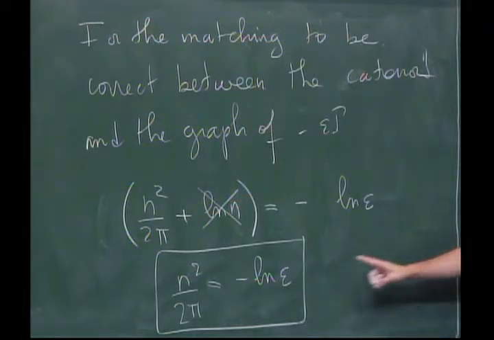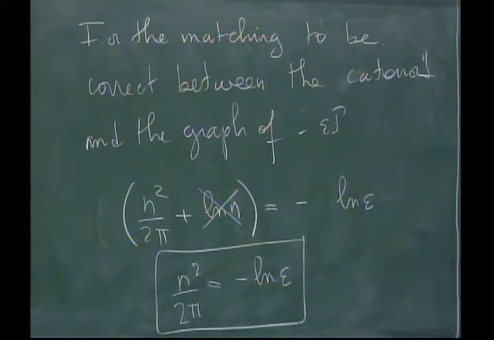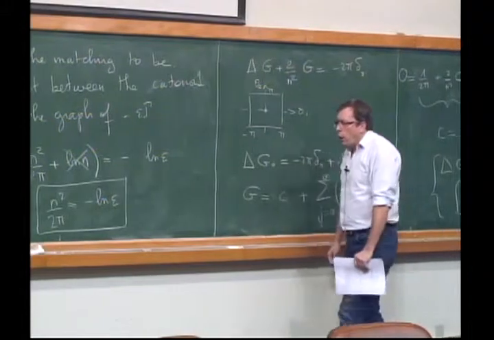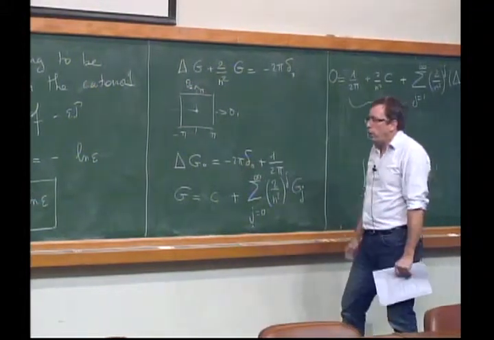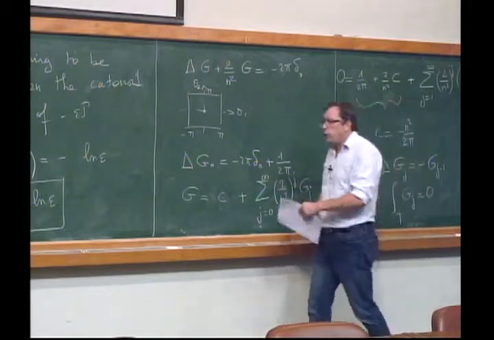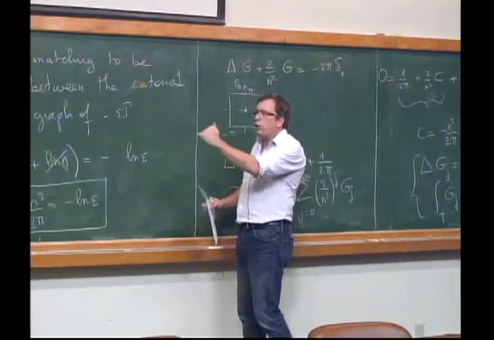And so what you see here is that there is a link between the number n and the parameter epsilon. So you're not free to move the parameter exactly as you want. And basically, for each n large enough, you will get exactly one minimal surface.